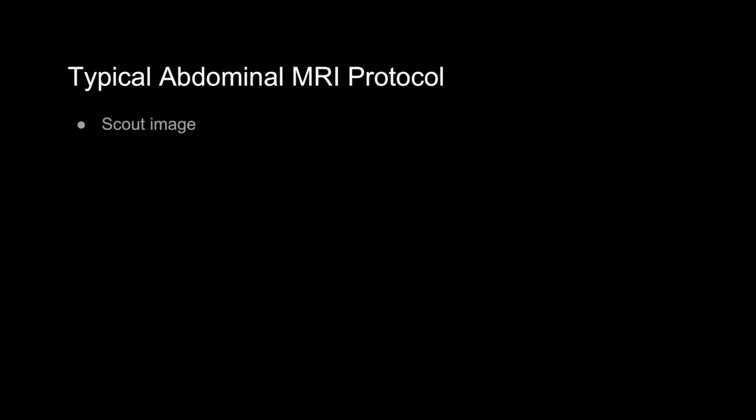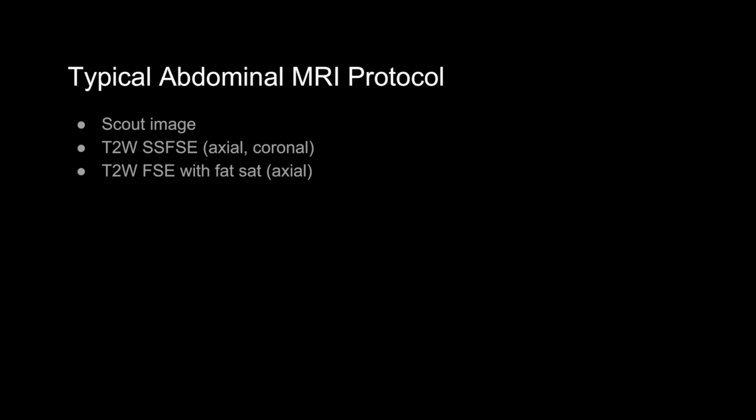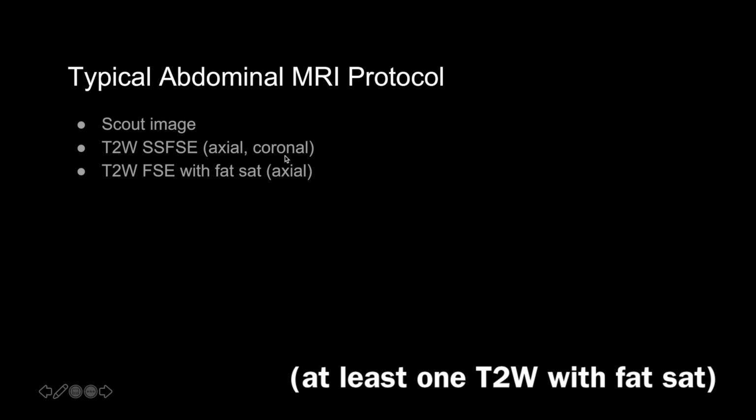So usually there are scout images that cover a greater amount of anatomy than the focus of the abdomen. So usually you have to look at these to make sure you're not missing anything that you might catch outside of the imaging field of view. Most MRI protocols of the abdomen start with T2 weighted single shot fast spin echoes, usually in multiple planes. So for example, axial and coronal T2 weighted single shot fast spin echoes. Then usually there's at least one true T2 fast spin echo, and this is often done in an axial plane.